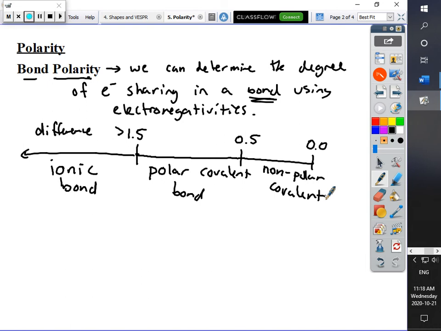Again, if it's greater than 1.5, that's going to be an ionic bond. If the difference is 1.5 to 0.5, we say that those electrons are still shared, but one atom is a little bit stronger than the other atom, meaning that those electrons are going to be more attracted to that atom. They're still shared, but they're closer to the more electronegative atom. If it's less than 0.5, now that difference is not very much. So those electrons are shared pretty equally between both of those atoms that are forming that bond. So that's kind of the difference as we model it.